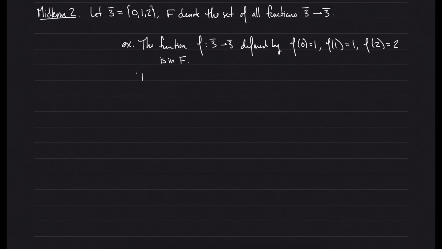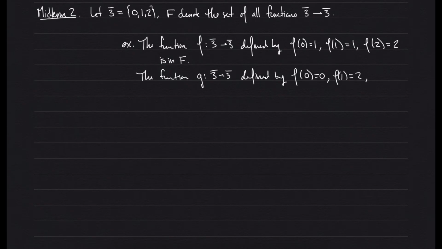And also the function g from 3 to 3 defined by g of 0 equals, let's say, 0, g of 1 equals 2, and g of 2 equals 1, say. This is also an element of F. So these are some of the functions in F, and hopefully it should be clear that to specify any function from 3 to 3, we just have to say where each of the elements goes, as usual, right? So we just have to say where 0 goes, where 1 goes, and where 2 goes.